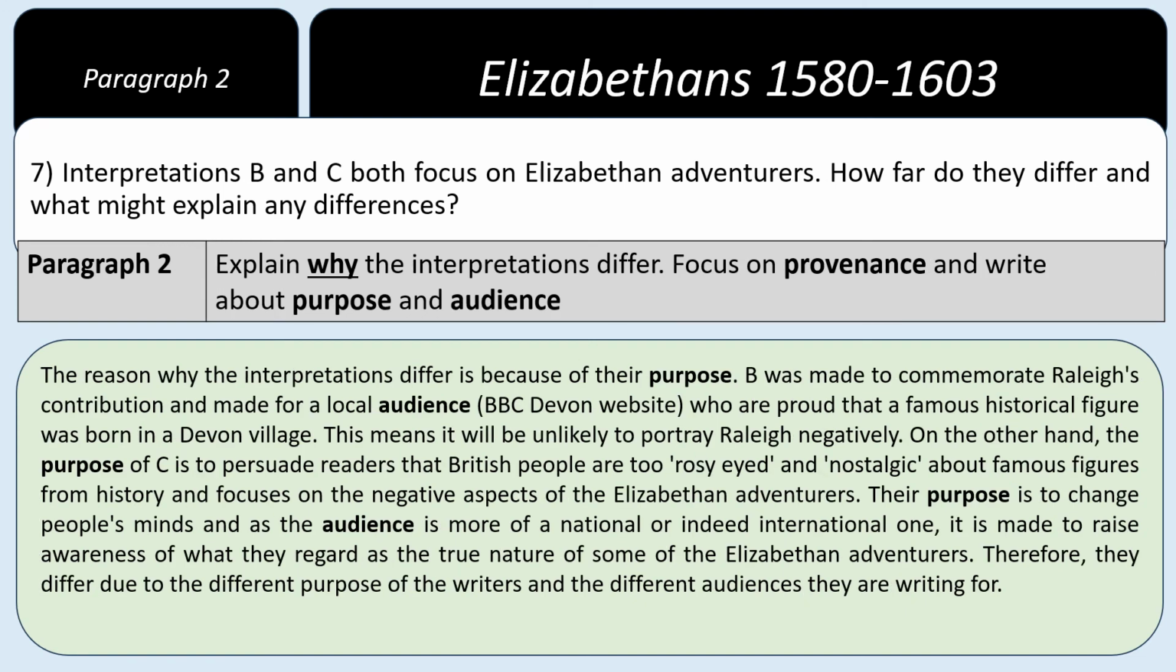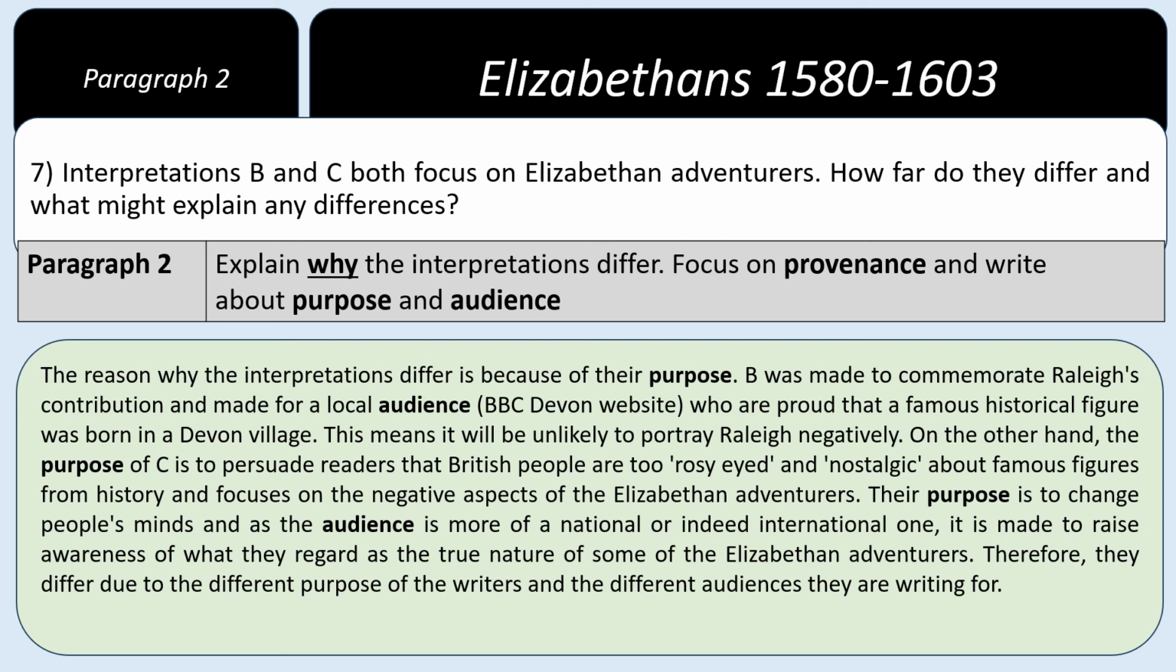Okay then, so in your second paragraph, you want to explain why the interpretations differ. Really here, you need to focus on provenance and in particular write about purpose and audience. So let's have a look at an example answer for this one. The reason why the interpretations differ is because of their purpose. B was made to commemorate Raleigh's contribution and made for a local audience, the BBC Devon website, who are proud that a famous historical figure was born in a Devon village. This means it will be unlikely to portray Raleigh negatively.